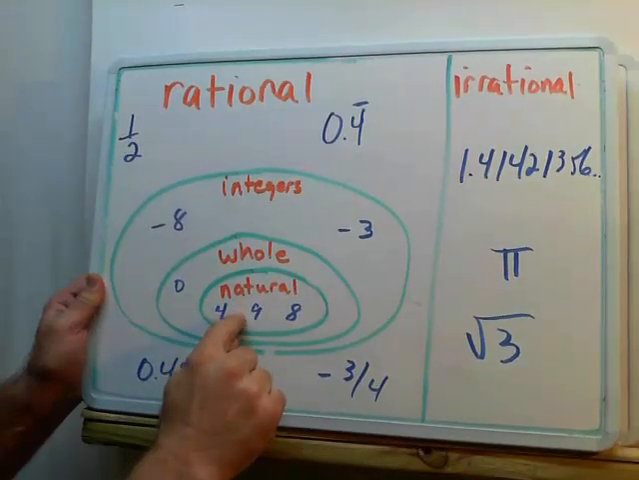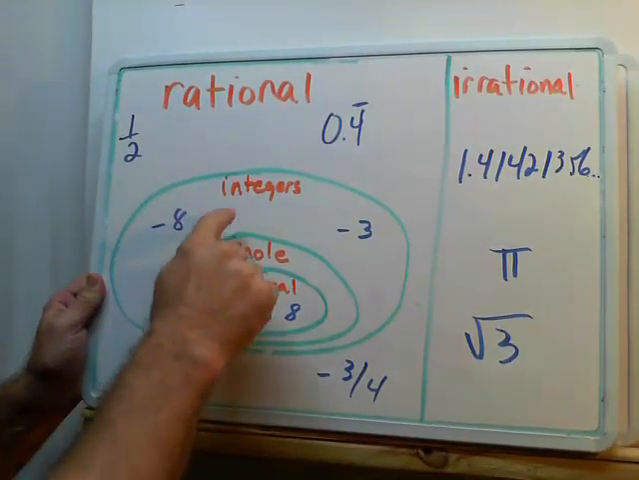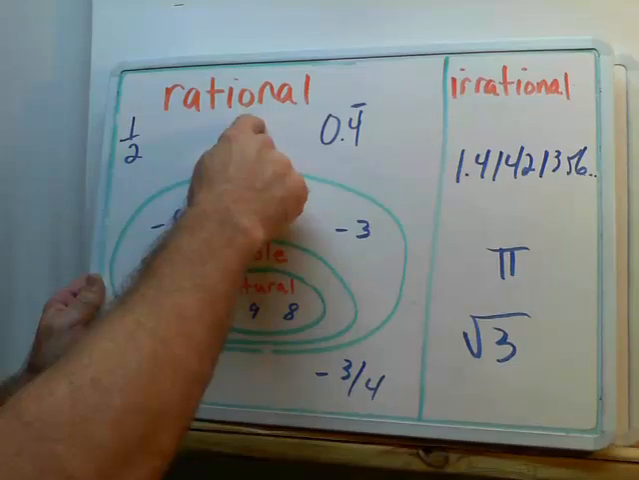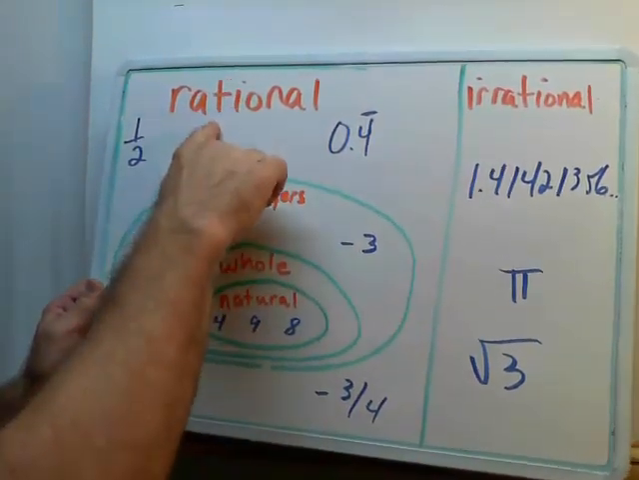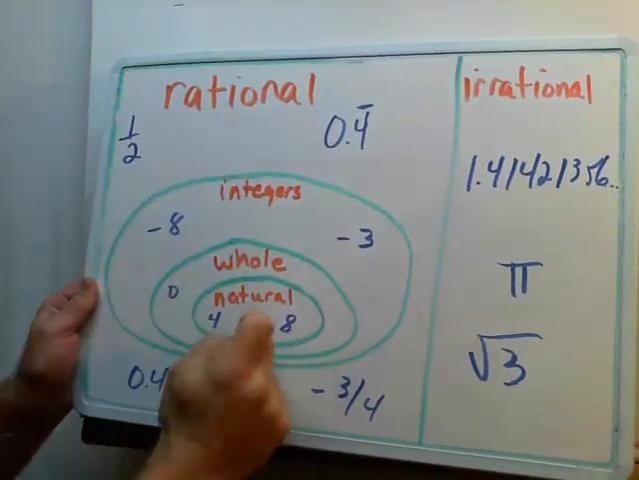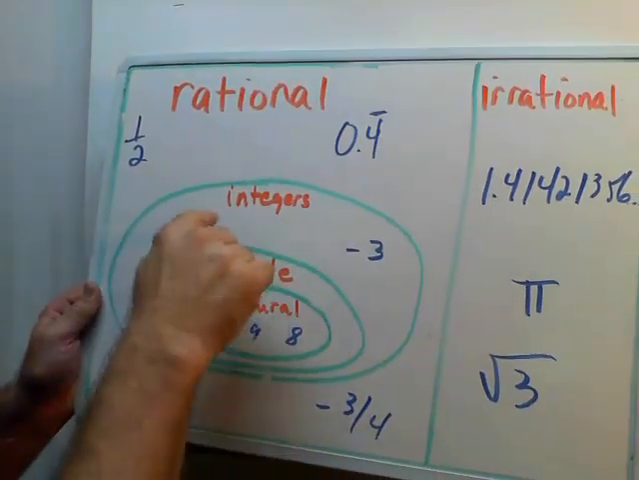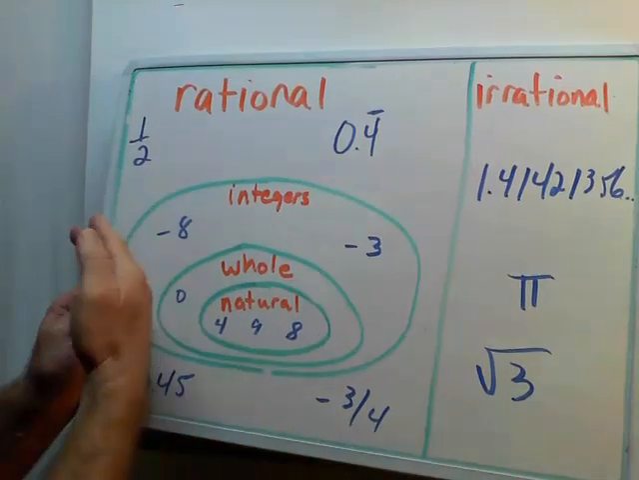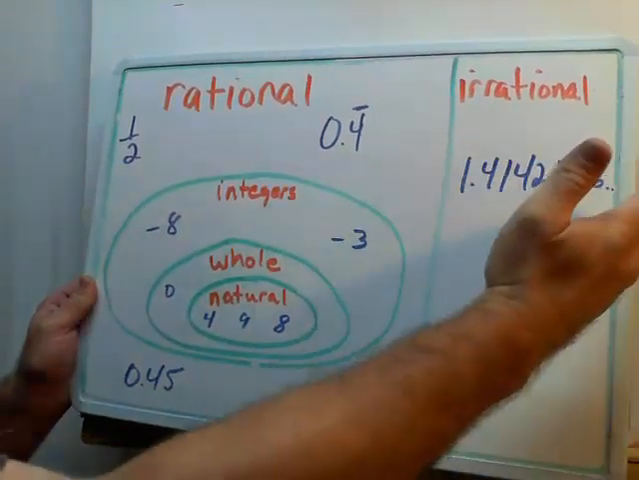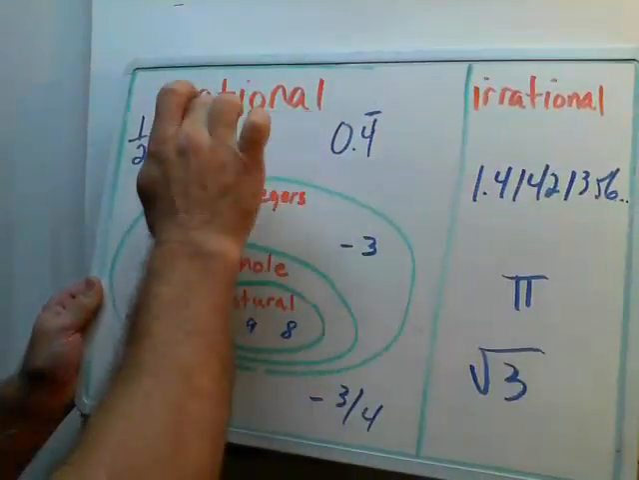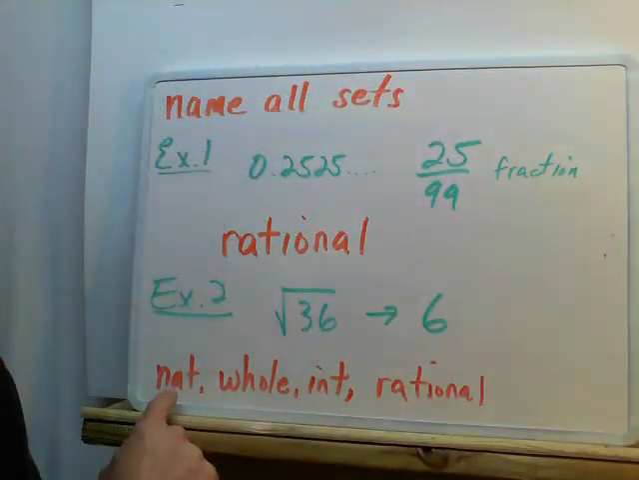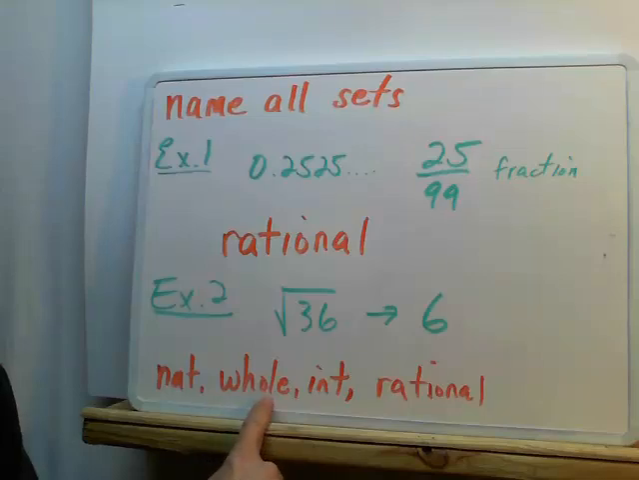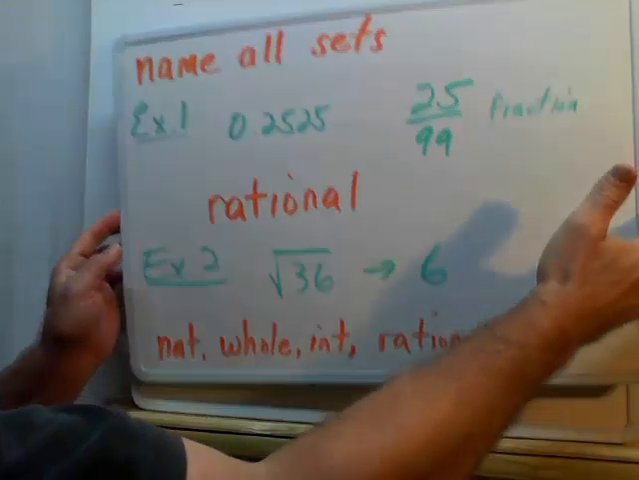It is natural, and because it's natural, it is also whole, it is also an integer, and it is also rational. Remember, going out, if it's here, it applies to everything. If it's here, it's only here, not here, here, here, or here, etc. And if it's on this side of the line, it's only on this side of the line. If it's on that side, it's only that side. It's either irrational or something on this side, okay? It is all natural, whole, integer, and rational.